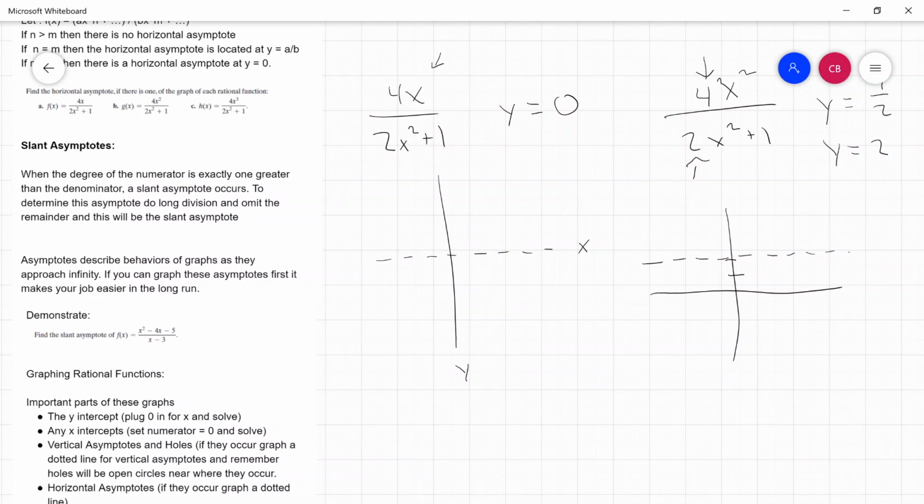And then finally, for the last one, we have 4x cubed over 2x squared plus 1. The degree of the numerator is exactly 1 bigger than the degree of the denominator, and since we're only looking at horizontal asymptotes, there is no horizontal asymptote in this case.